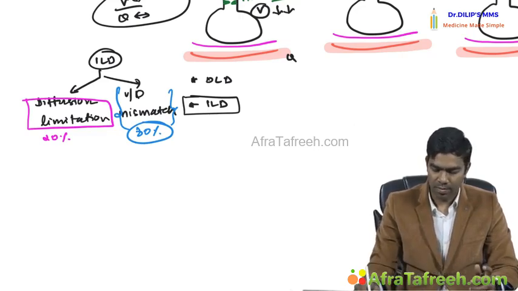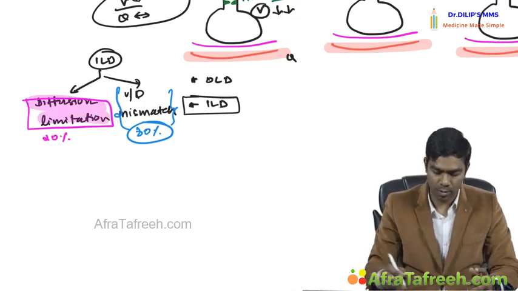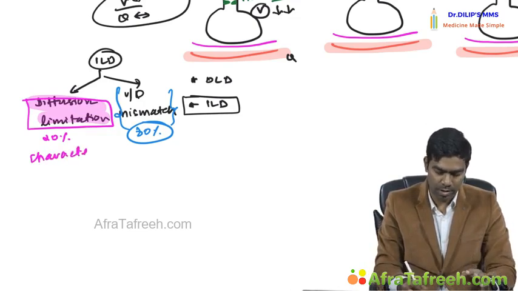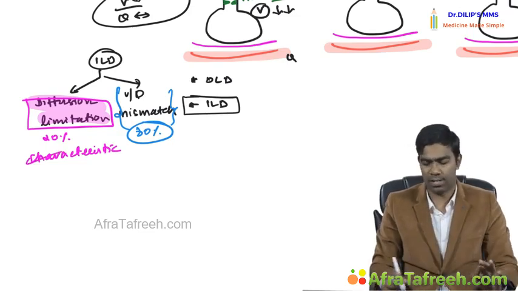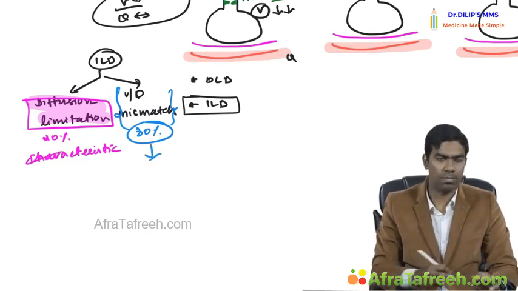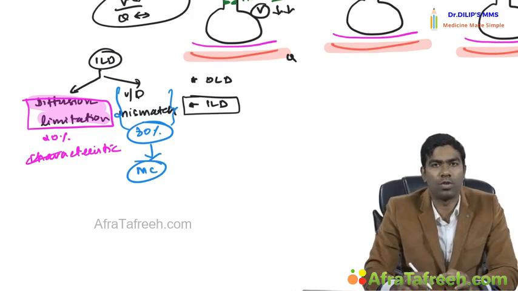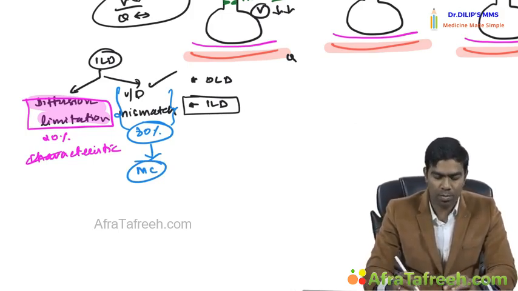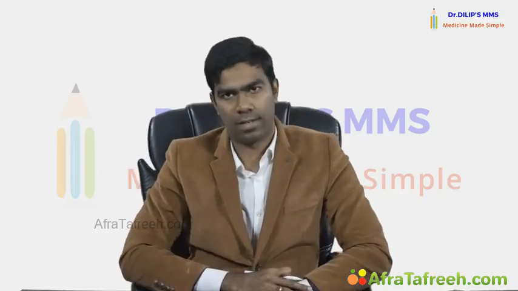which means even though the diffusion limitation is characteristic of ILD, absolutely characteristic for ILD, this VQ mismatch is the most common reason for hypoxemia in ILD, the most common mechanism of generating hypoxemia in ILD. It's a very, very important point. ILD means diffusion limitation always? I'm not telling that's the case.